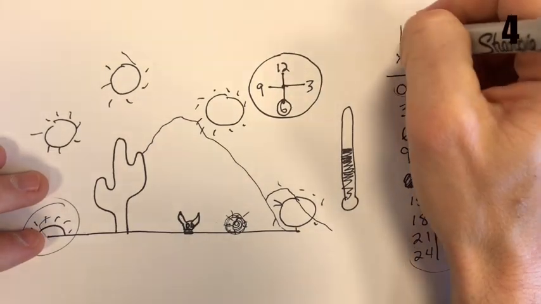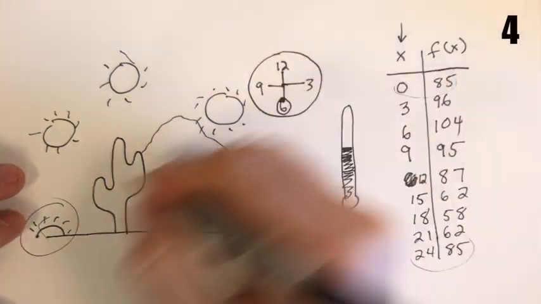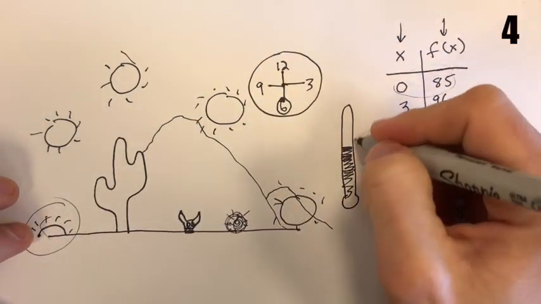X is the time in hours since we started it at 6 in the morning one day, and f of x is the temperature.